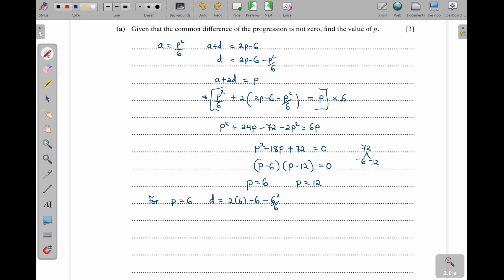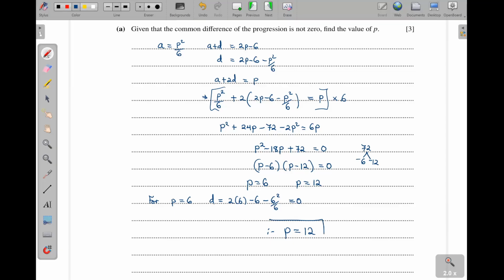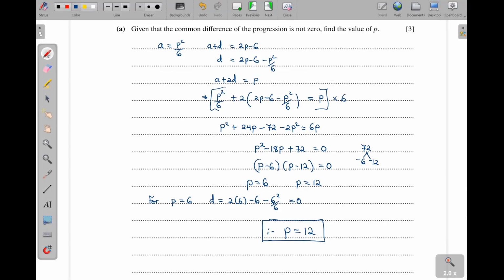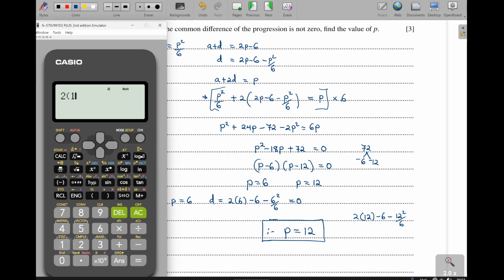Because we are getting a 0 here, that means p is not equal to 6, because it is giving us the common difference as 0. So I don't actually need to test this other one. Therefore, p has to be equal to 12. That one cannot give us a common difference of 0, but we can check it out. 2 times 12 minus 6, then minus 12 squared over 6. 2 times 12 is 24, then minus 6 that will be 18, then minus 12 squared is 144 divided by 6. So the common difference is negative 6.